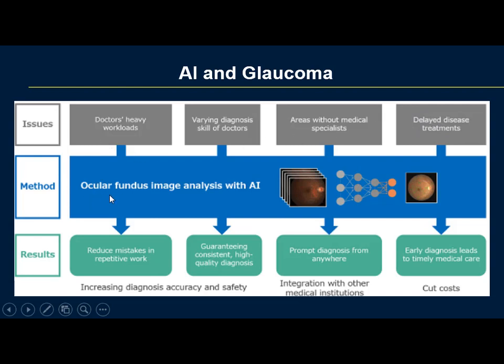So if you look at where image analysis and AI sits in this, for the heavy workloads, we could reduce mistakes with repetitive work, so we have a more objective measure of the optic disc. Varying levels of skill, you could have a more accurate or higher quality diagnosis. No specialities, you might be able to do this remotely and detect people without them needing to see a clinician. And if you can get an early diagnosis, we all know that patients who present with advanced disease in glaucoma are more likely to go blind. So earlier diagnosis means more prompt treatment, means less visual loss.